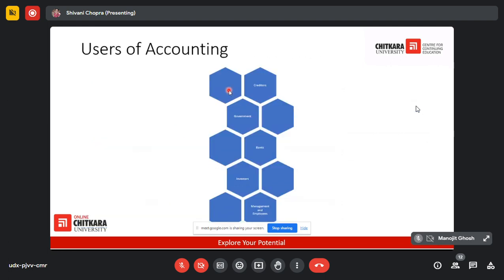Who are the different users of accounting? The users of accounting can be categorized into two forms. One is internal users. The second one is external. Who are the internal users of accounting? Those who are present in the organization. They are directly related to the organization. And who are external? Those who are not part of the organization and are not directly related to the business, but are indirectly related to the business.